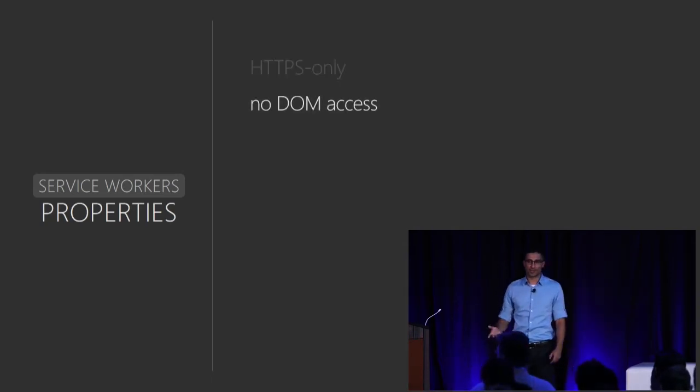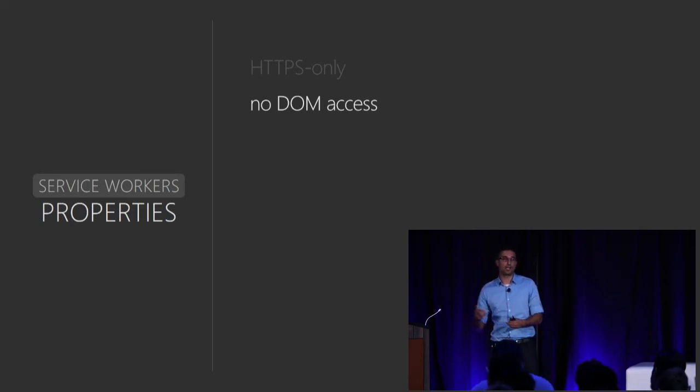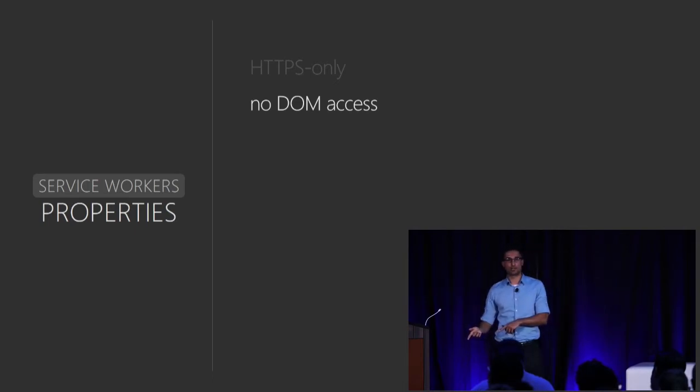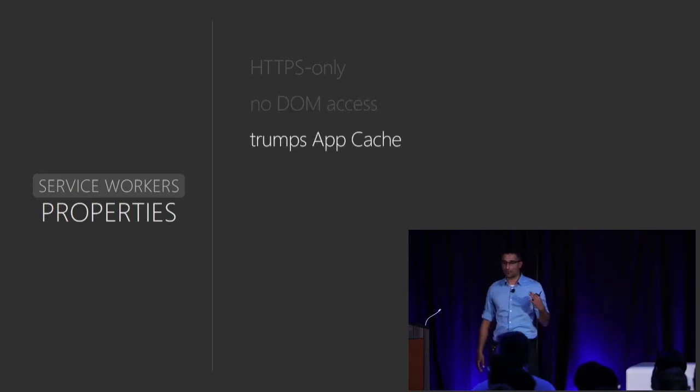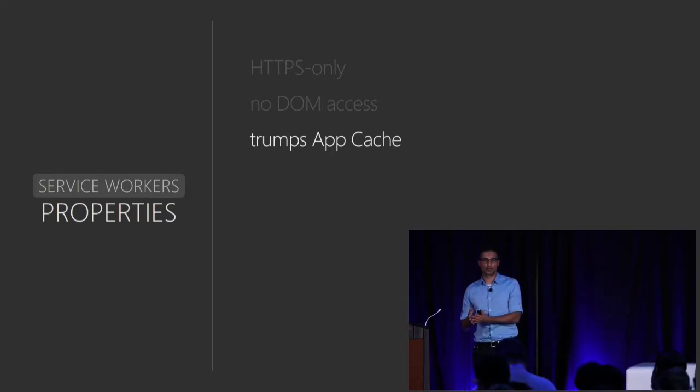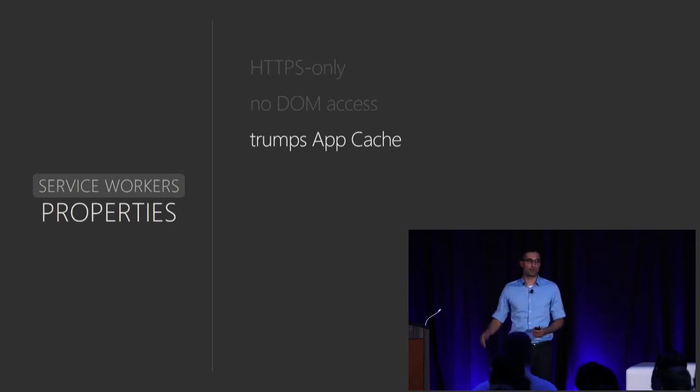Also, it doesn't have DOM access. So if you want to do anything with the page itself, you're going to post message to the page like you would from an iframe or a web worker, and you would be able to then let the page do something to its document object model versus the service worker itself, which has no access to that. If you have app cache declared for that same page and you also register a service worker, the service worker takes precedence. In fact, it will not allow app cache to work if you have a service worker.